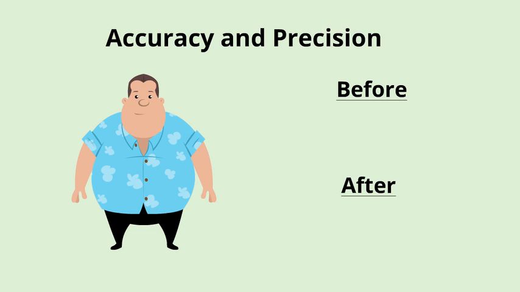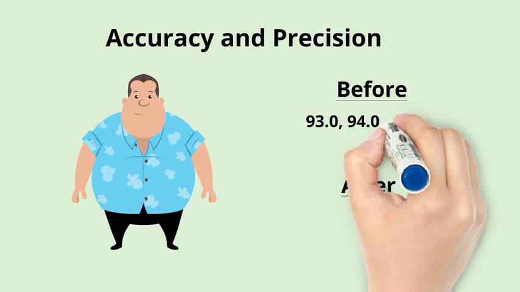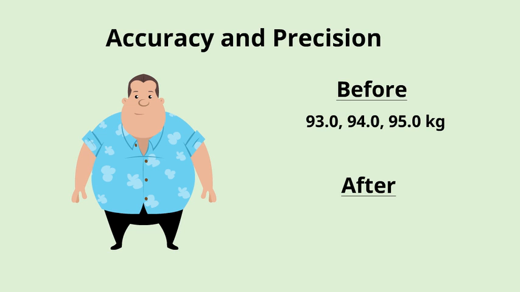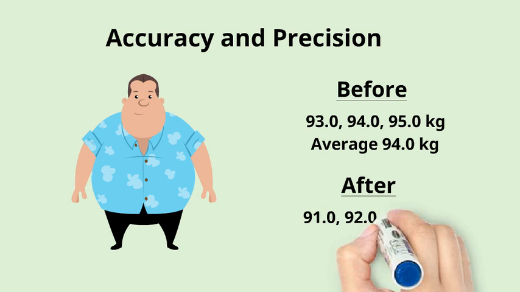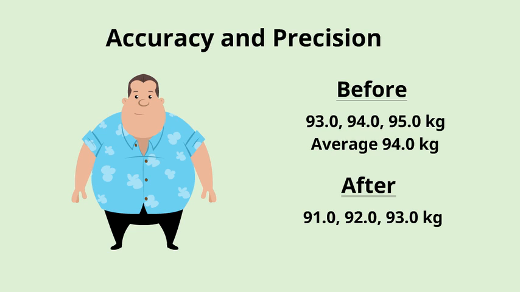Before the diet, his weight was measured as 93, 94 and 95 kilograms on each of the occasions during the day when he measured his weight. So that comes out at an average of 94 kilograms. And after the diet, he measured his weight as 91, 92 and 93 kilograms. Again, that comes out as an average of 92 kilograms. This time, although the averages are the same as in the previous experiment, the results on each day are much more scattered. The individual readings are 1 kilogram away from the averages on each day.